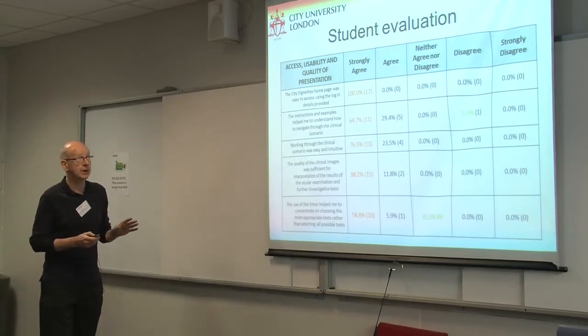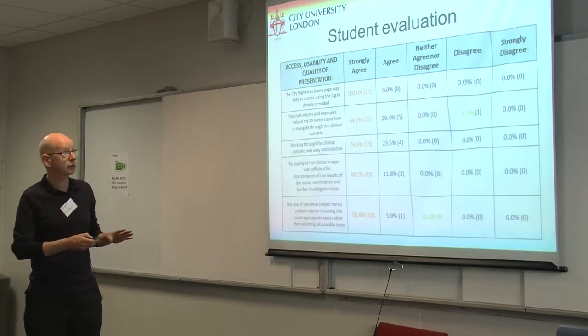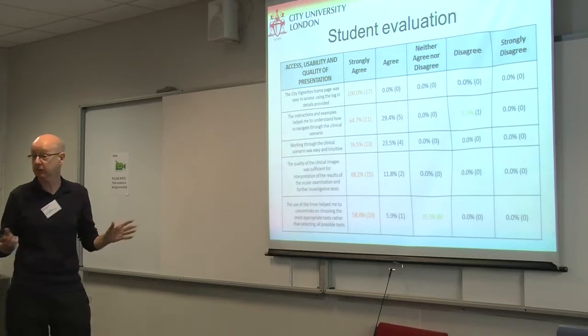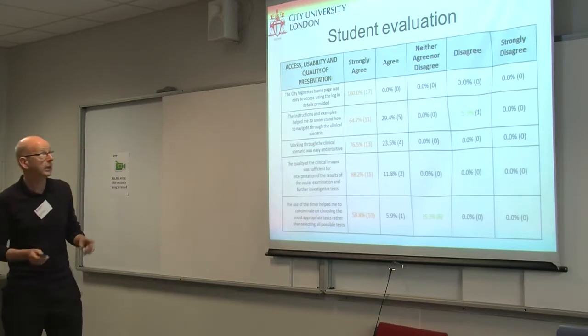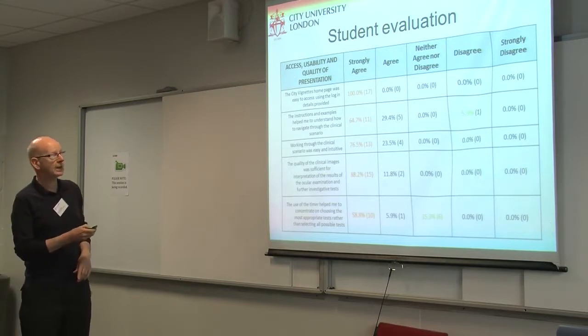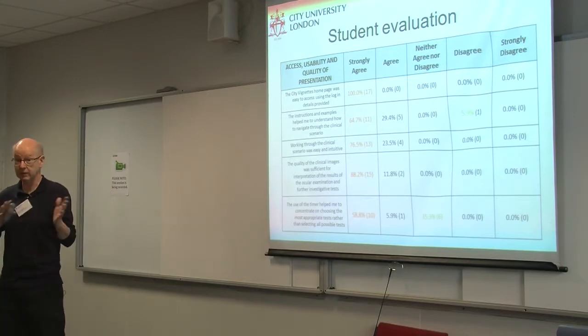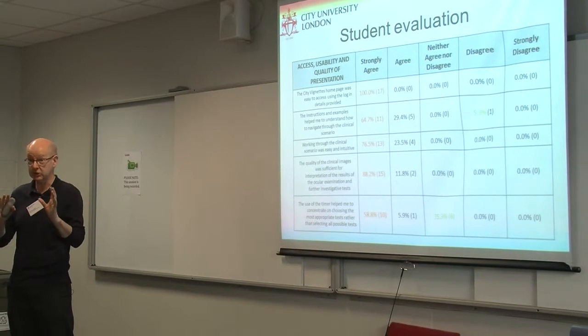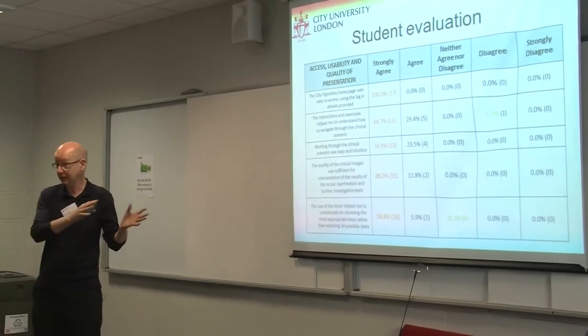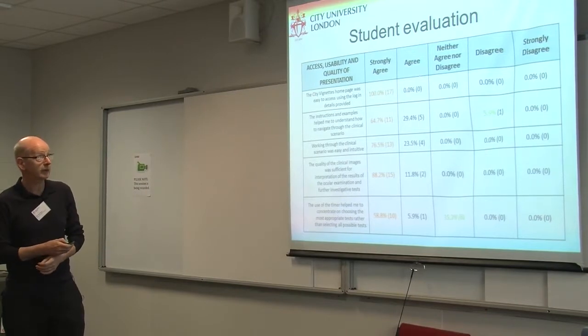The student evaluation consisted of a series of statements that we gave. We asked the students whether they strongly agreed, neither agreed nor disagreed, or strongly disagreed with each of those statements. First of all, access, usability and quality. We wanted to ask if it was easy to access. Now that seems like a daft question, but often we've learned from surveys that we've done that one of the great challenges is for students to be able to get onto the website and use the thing. And 100% could do that.